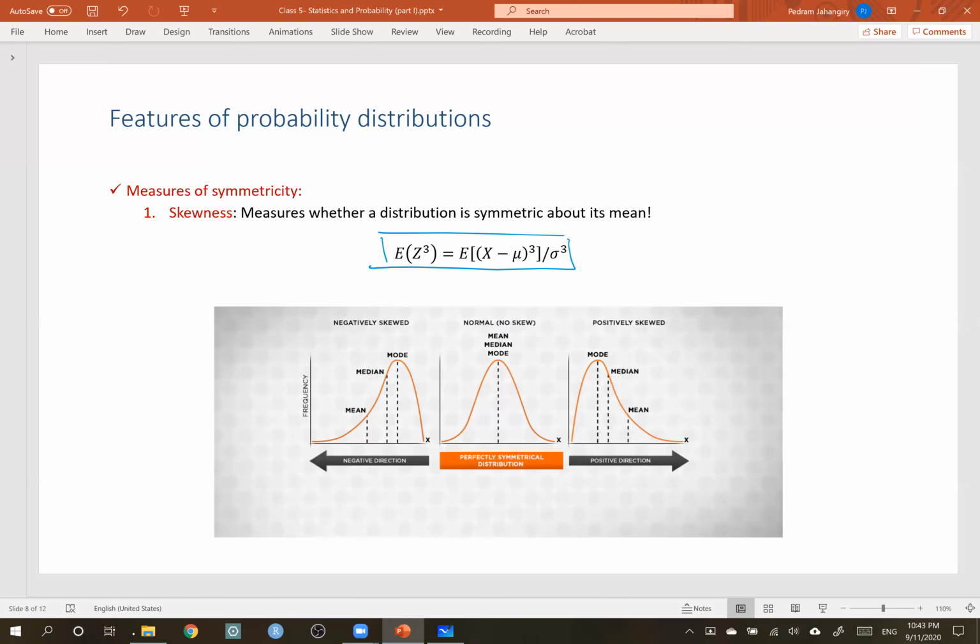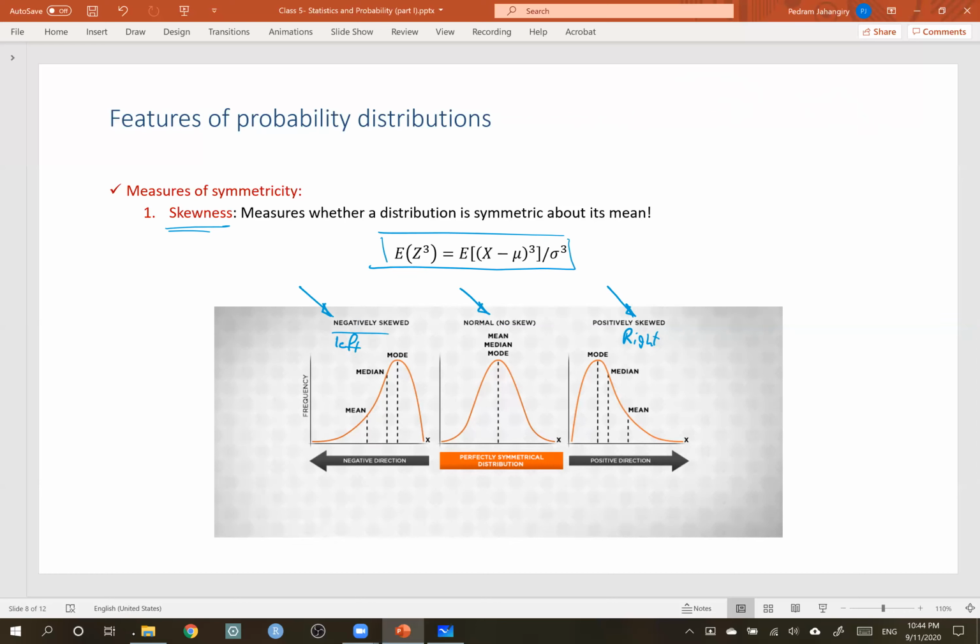So the first one is a measure of symmetry, skewness. What is skewness? Skewness tells you whether your distribution is left-tailed or right-tailed, right? So we have negatively skewed versus no skew versus positively skewed. Or sometimes we call it left skewed, the negative skew, left skewed also. This is center and this is right skewed. Okay? These are different terms.